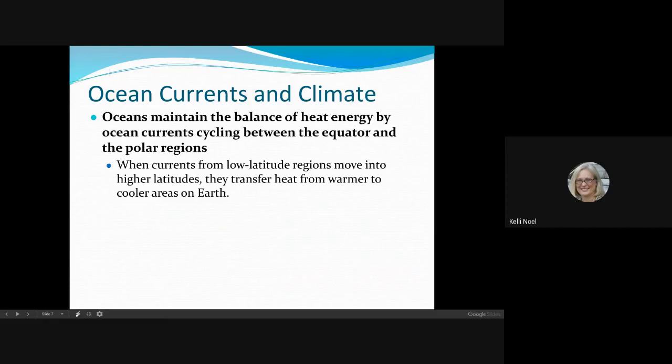So, first blank, oceans maintain the balance of heat energy by ocean currents cycling between equator and polar regions. Currents from the low latitude regions must move into higher latitudes. They transfer heat from warmer to cooler areas in Earth. The first blank, equator and polar regions.